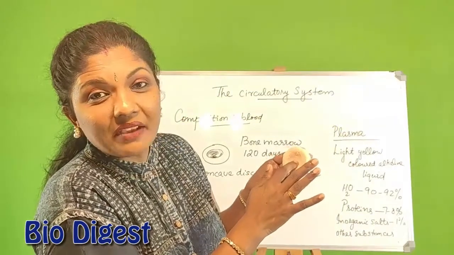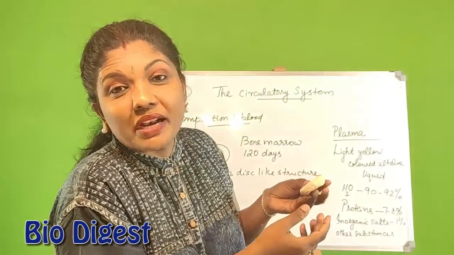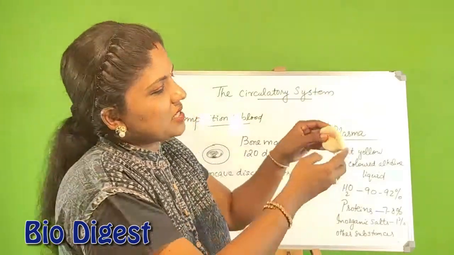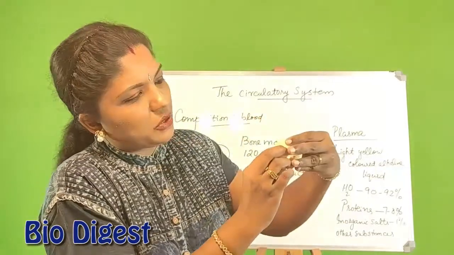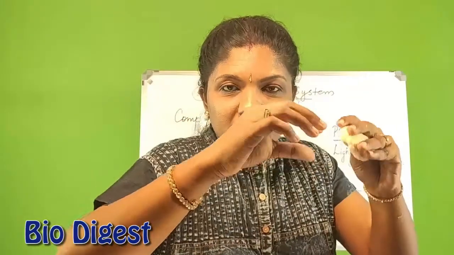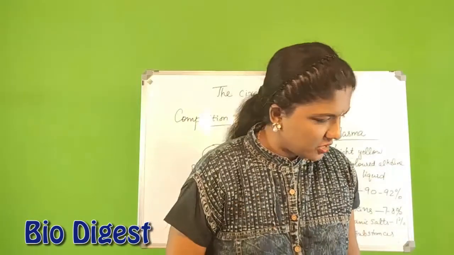There will be a concavity in the middle. Okay, the sides you can see are bulged. Biconcave disc-like structure means that on the other side also there will be a concavity, on both sides, and the sides will be bulged. That is what is known as a biconcave disc-like structure.